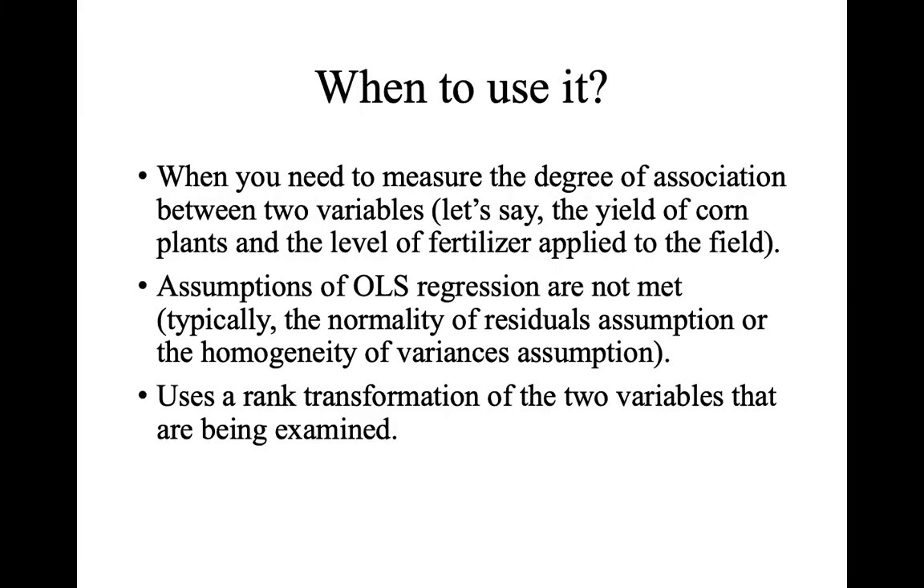So anyway, you're going to use this whenever you need to measure the degree of association between 2 variables. And so in this way, it's just like ordinary least squares regression. But in this case, the ordinary least squares regression assumptions are not met. Typically, either the normality of the residuals assumption is violated or the homogeneity of variances assumption is violated. These are the 2 that we have no control over. And so if 2 things are going to typically be violated, it's one of these 2. And like I said before, this uses a rank transformation of the 2 variables that are being examined.